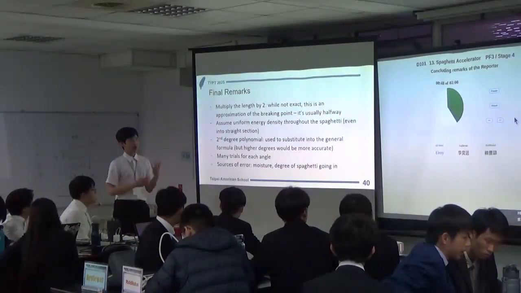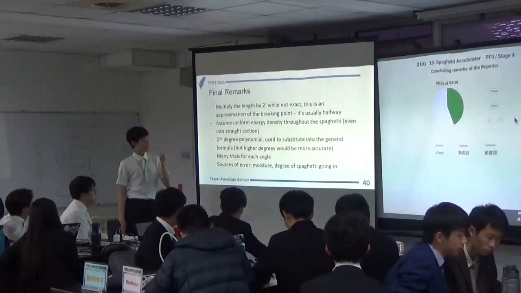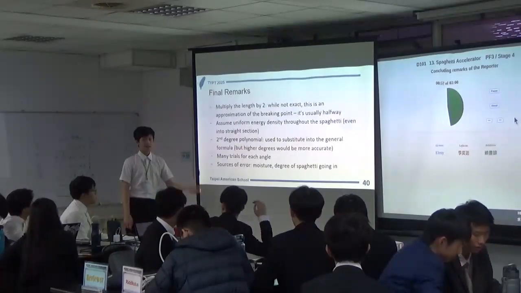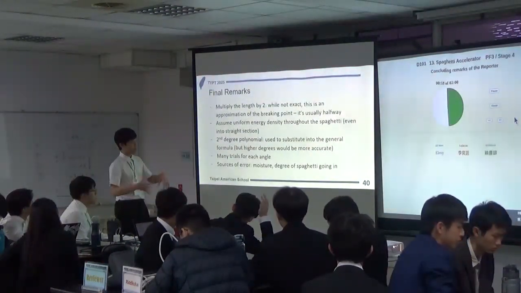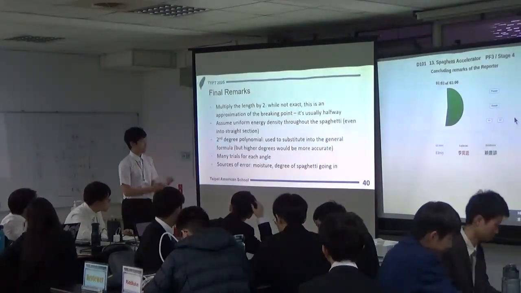They addressed our polynomial degrees, and while higher degrees would be more accurate, we used a second-degree polynomial in order to be able to substitute it into a general formula to calculate the theoretical energy that would go into our spaghetti.